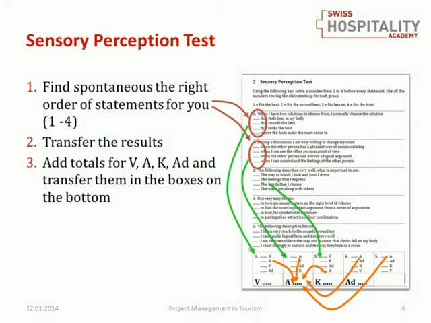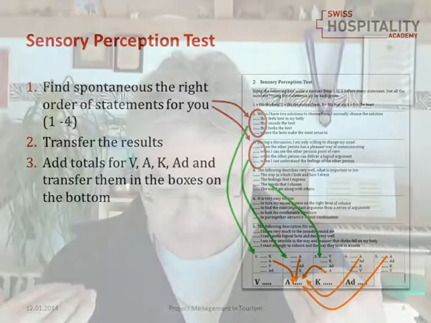Did you do it? So welcome back. Now I will explain what this means. You now have a certain number, typically between 10 and 18 or 19, for each of these 4 figures. The one with the lowest number is your best channel. The one with the highest number is your worst channel.